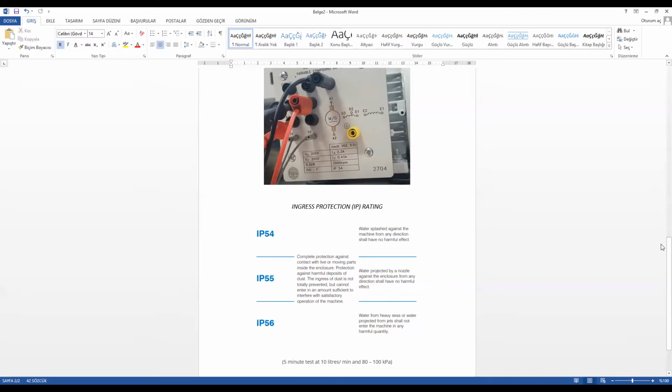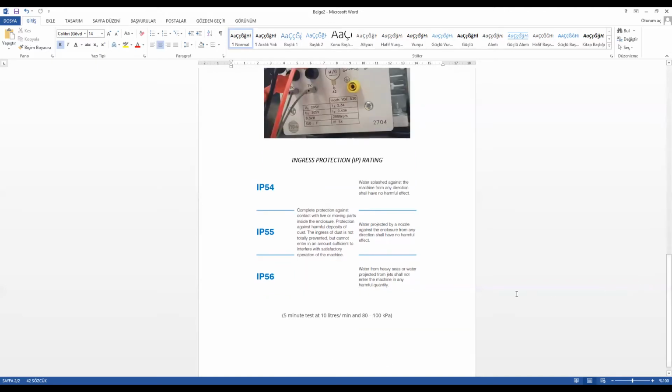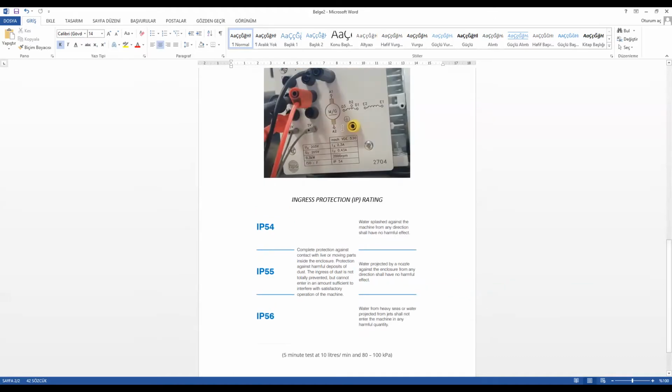Of course, these tests can be done in 5 minutes by using 10 liters of water per minute and using 80 to 100 kilopascal water pressure. In sum, our DC machine is protected against dust and water.